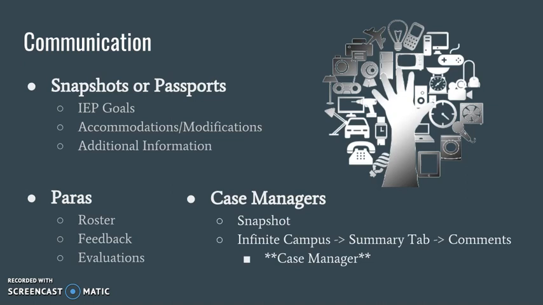If you search for and select a student, click on the Summary tab at the top of the student page on Infinite Campus. Once you're on the Student Summary page, scroll down to where it says Comments. If the student is on an IEP, there should be a comment with the case manager's name written with asterisks. If you have any questions, let me know and I can show you how to do it.